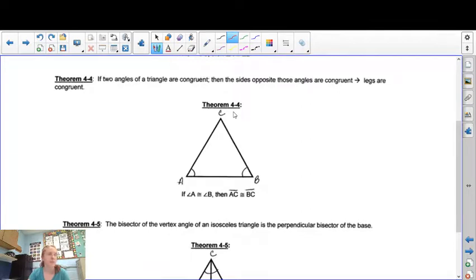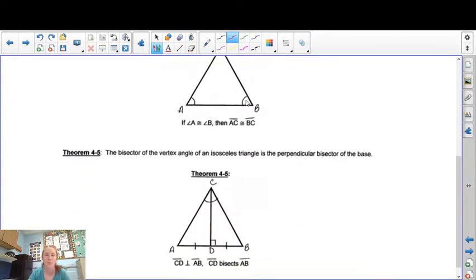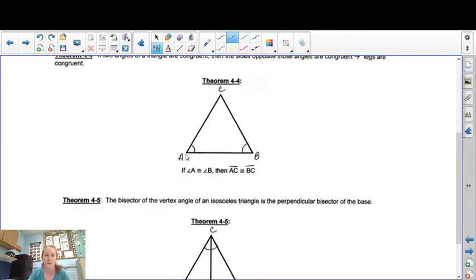Theorem 4 tells me that if two angles of a triangle are congruent, then the sides opposite those angles are congruent. So it kind of goes backwards. It says that if I'm told that angle A is congruent to angle B, then AC is congruent to BC. Again, going backwards.